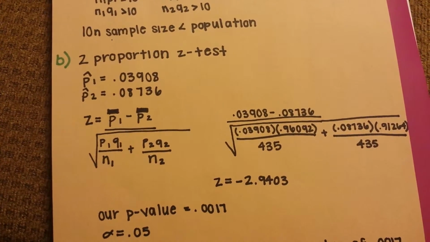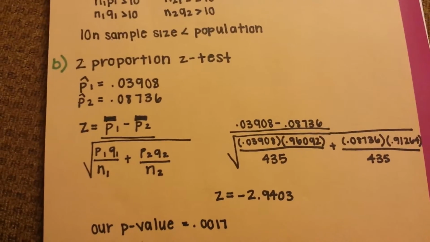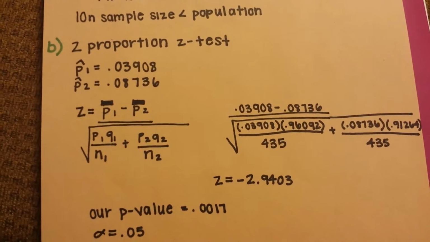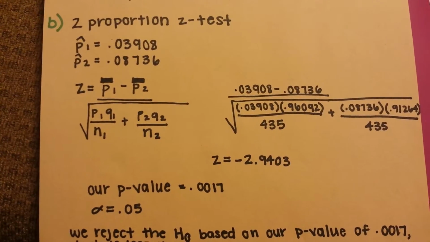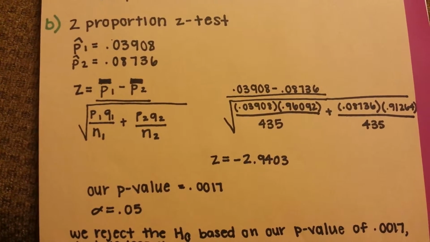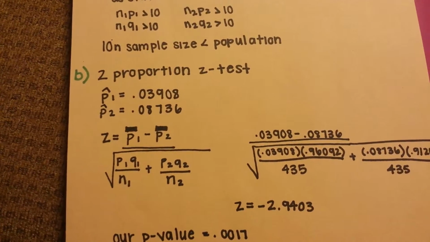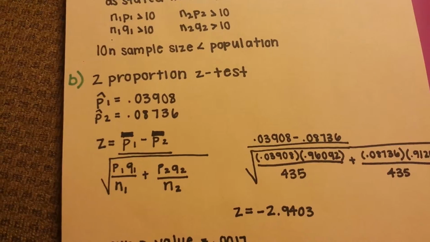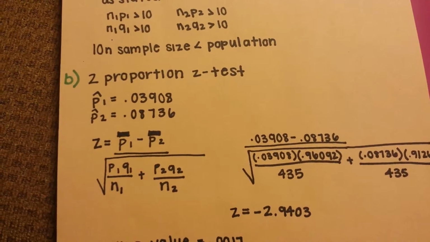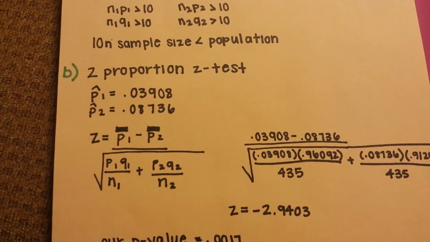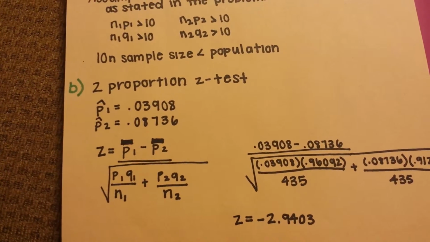B asks, how significant is the evidence that AZT is effective? So we're going to be doing a two-proportion Z test. So our P1 is 0.03908, and our P2 is 0.08736. To get those numbers, we just took the subjects that developed AIDS with each of our placebo and the AZT and divided it by the 435 to get those answers.